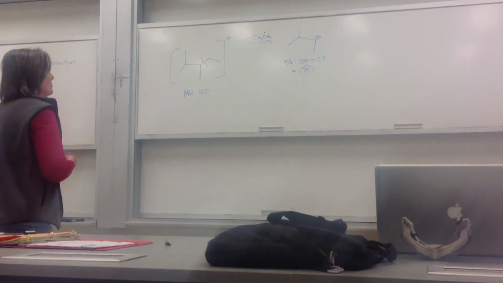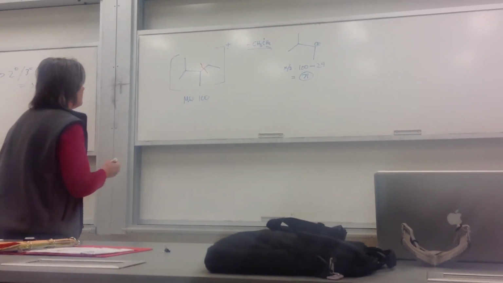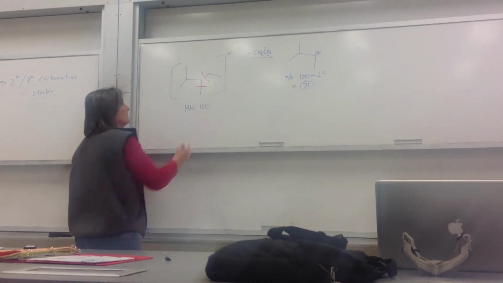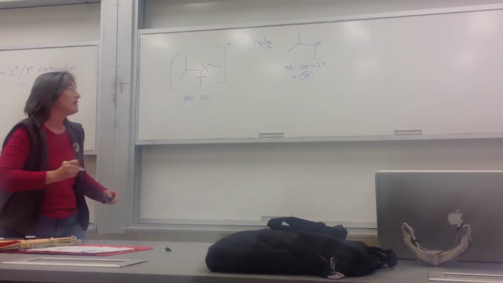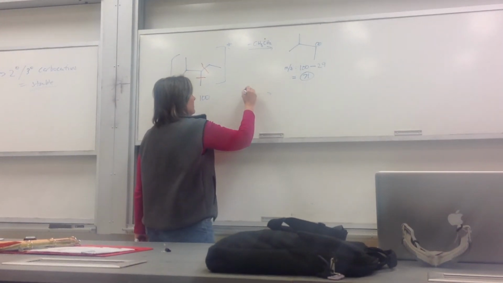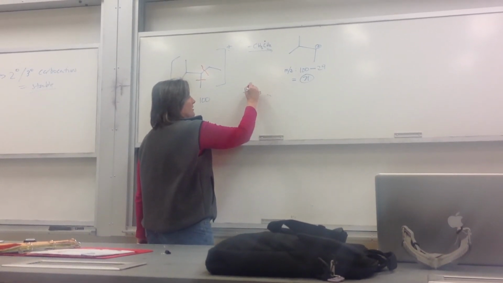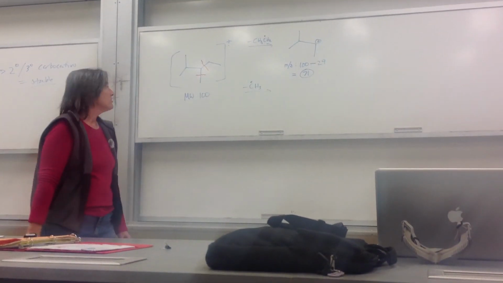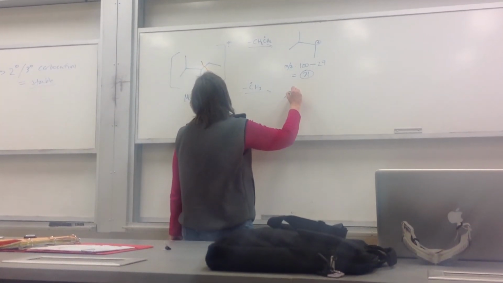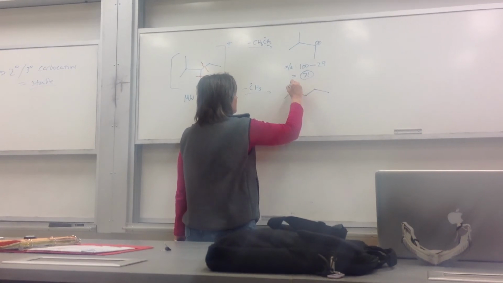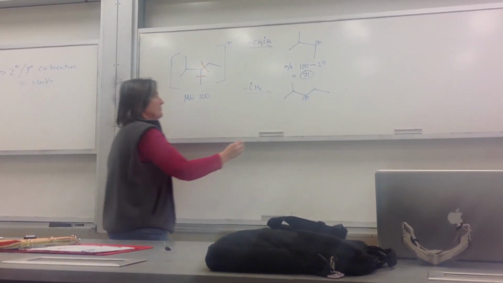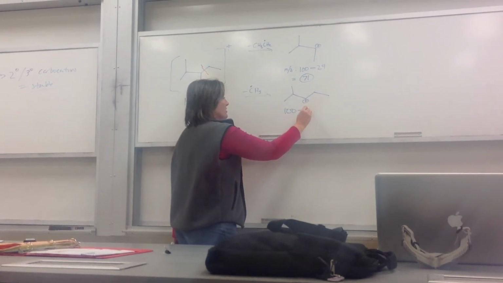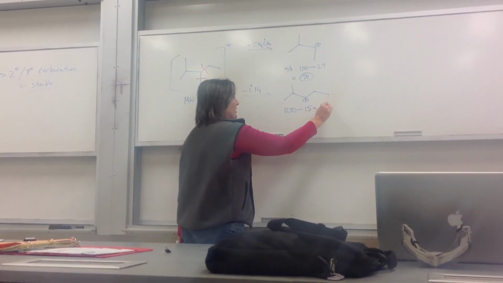Another place we could lose something would be, what if I cleave right there? I may or may not see it, but it would give me a secondary as well. That'd be losing just a CH3, right? So let's say I do that. And you might not see all these, it just depends. So I lose a CH3, that will give me this, and put the plus right there. That would be 100 minus 15, 85.